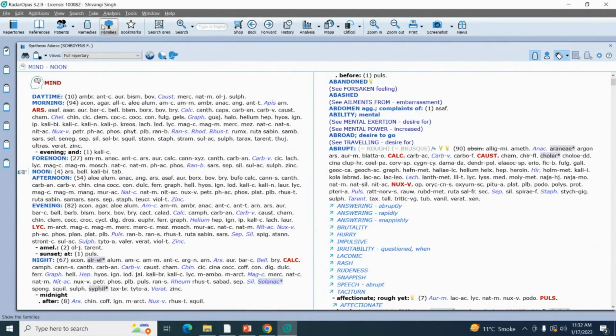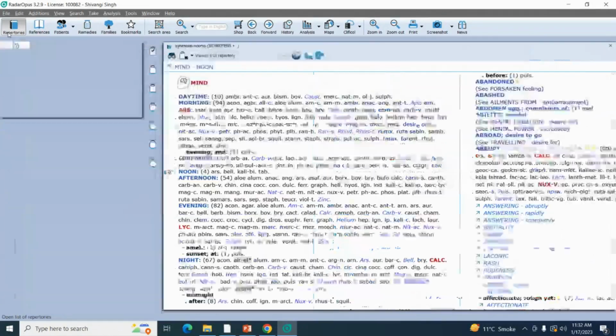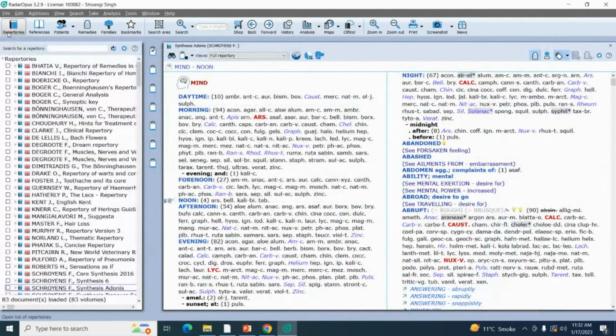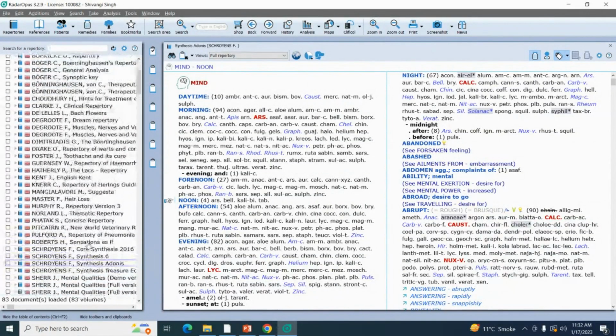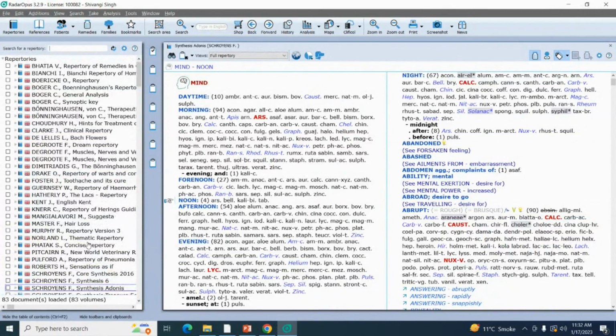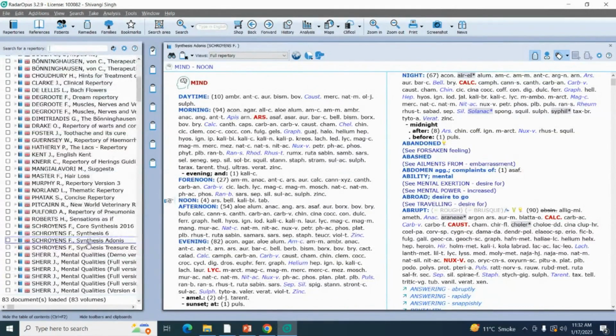For repertorization, first of all, I'm going to the repertories icon. If you click on this icon, you will get the list of all repertories listed over here. Radar comes with more than 30 repertories, including Synthesis. So today I'm going to do my repertorization from the Synthesis Advanced repertory. One more thing I'm going to tell you: this repertory is a successor version of the Synthesis Treasure Edition.